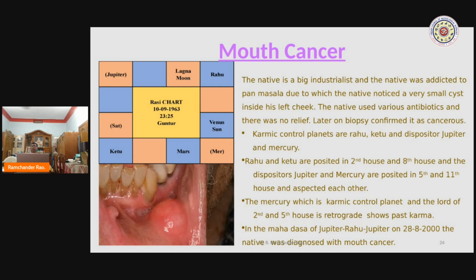This is very important. The fifth and 11th house planets are aspecting each other, and that too they are retrograde. That shows the past karma. So you cannot escape that past karma. Mercury, the karmic control planet and the Lord of the second and fifth house, is retrograde, showing past karma, right? In the Mahadasa of Jupiter, Rahu Jupiter, on 28/8/2000, the native was diagnosed with mouth cancer. Next. And actually after that he died of mouth cancer.